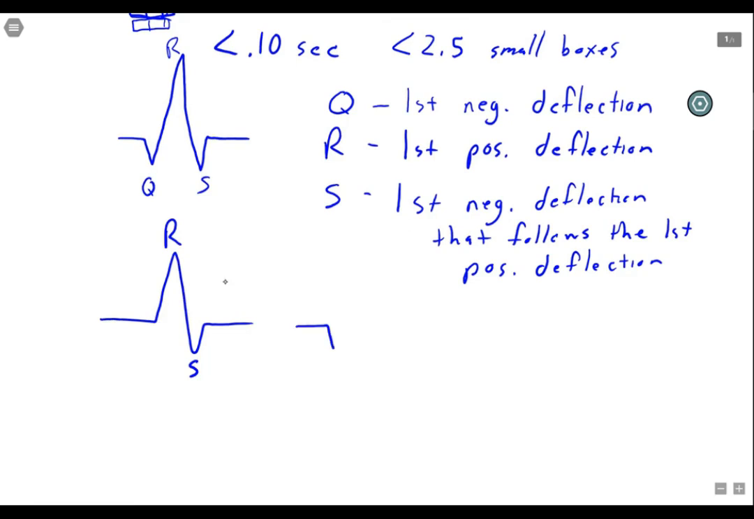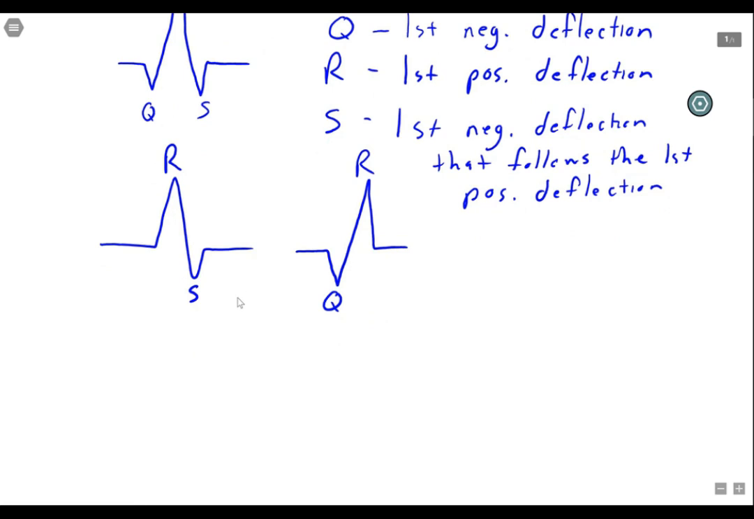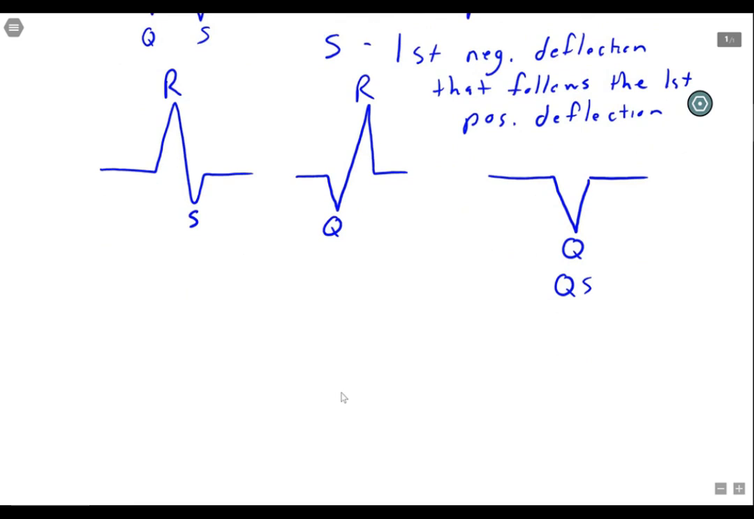Well, what if we had this? The opposite scenario. Well, we have the first negative deflection, so this is a Q, and the first positive deflection, so that's an R. If you had this scenario for your QRS complex, well, that's simply a Q wave, sometimes called a QS, because it's just a negative deflection. And in the scenarios we were looking at when we were talking about heart rates, what if it was just like this? There are no negative deflections. Well, that's simply just an R wave.